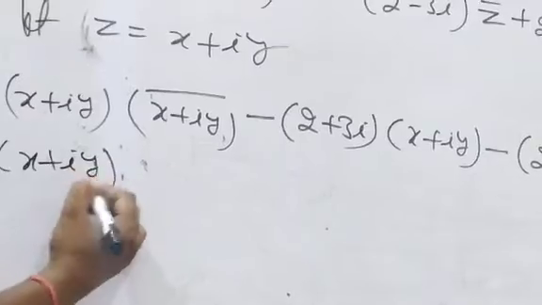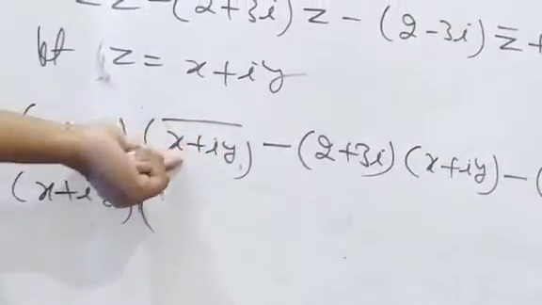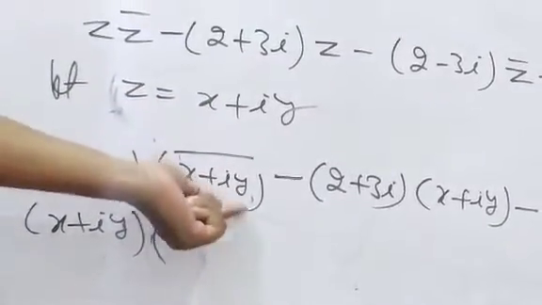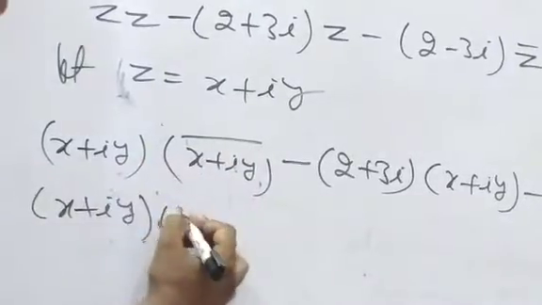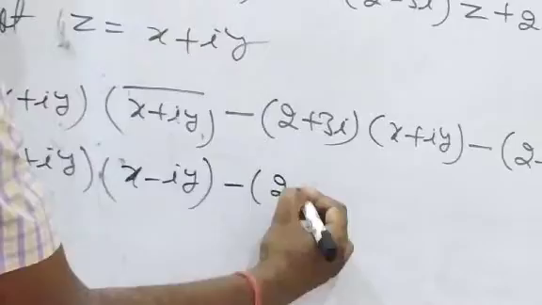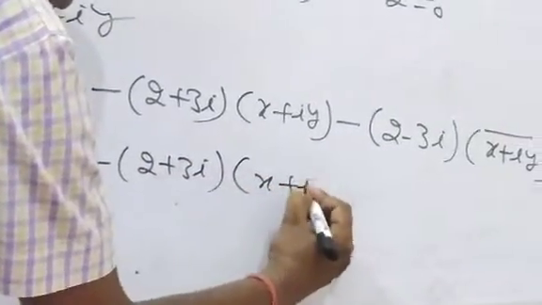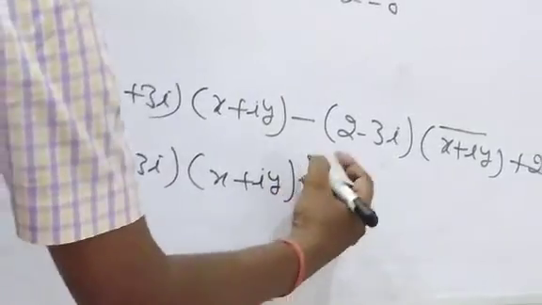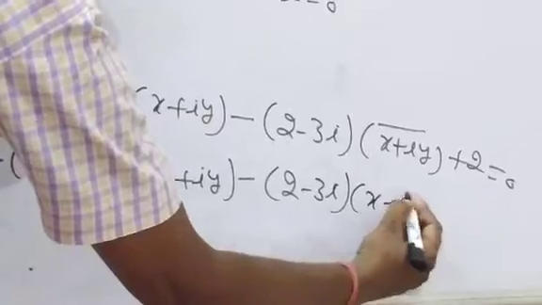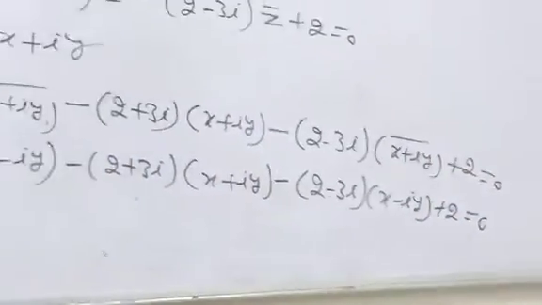Now x plus iy, and this bar means conjugate of x plus iy. Then what is the conjugate of x plus iy? It is x minus iy. So x minus iy minus 2 plus 3i and x plus iy minus 2 minus 3i, x minus iy plus 2 is equal to 0. Understood? Clear?